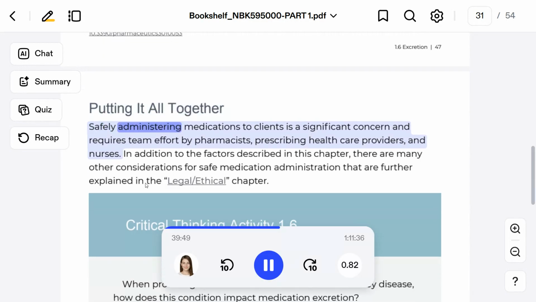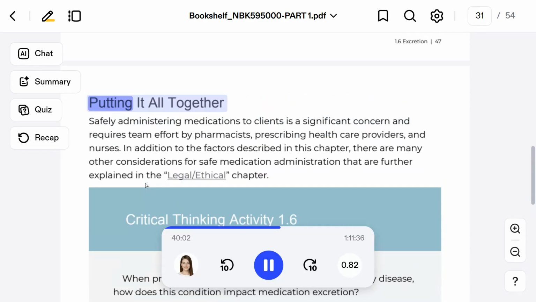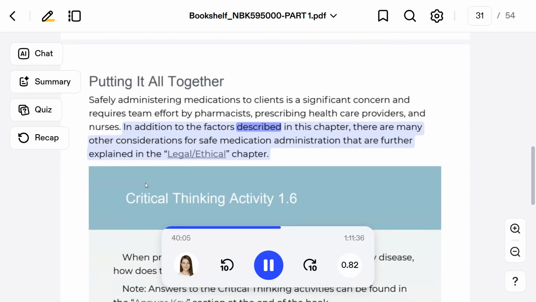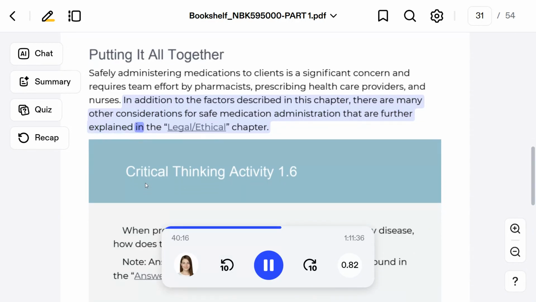Putting it all together. Safely administering medications to clients is a significant concern and requires team effort by pharmacists, prescribing healthcare providers, and nurses. In addition to the factors described in this chapter, there are many other considerations for safe medication administration that are further explained in the legal, ethical chapter.